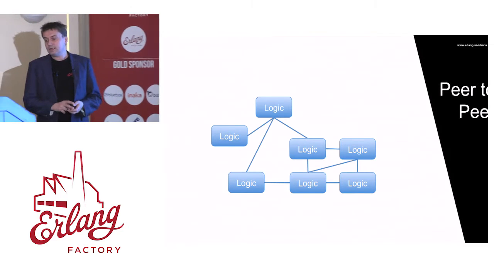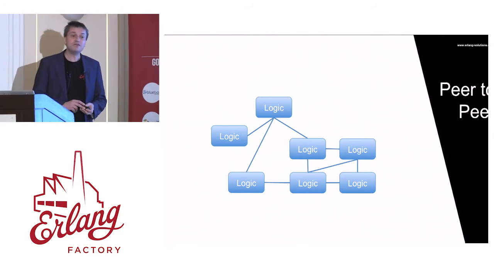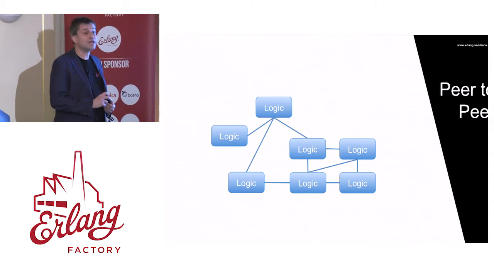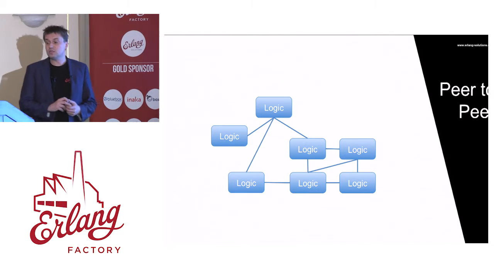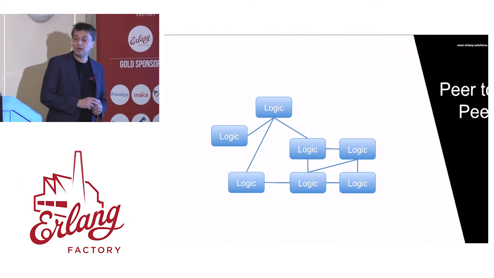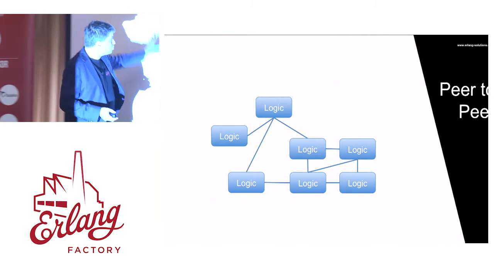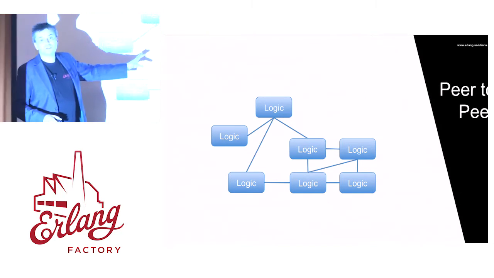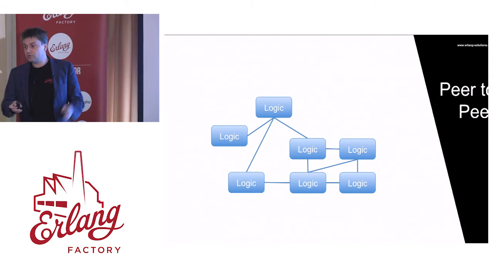Another really interesting distributed architectural pattern, which I've actually never seen in production in an Erlang system, we've played around with the ideas but we've never done it, is peer-to-peer. This would be the most scalable distributed system of them all. Think of BitTorrent, think of Kazaa, where all of the logic nodes act both as a server and as a client. So they're all identical and they all connect to each other.